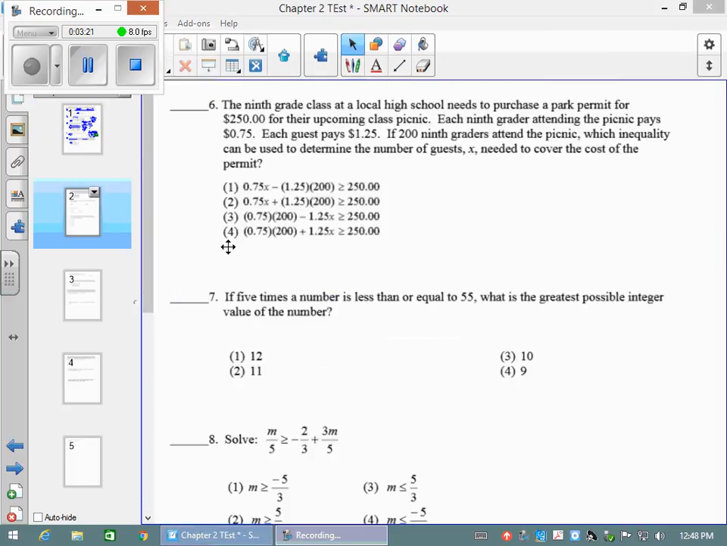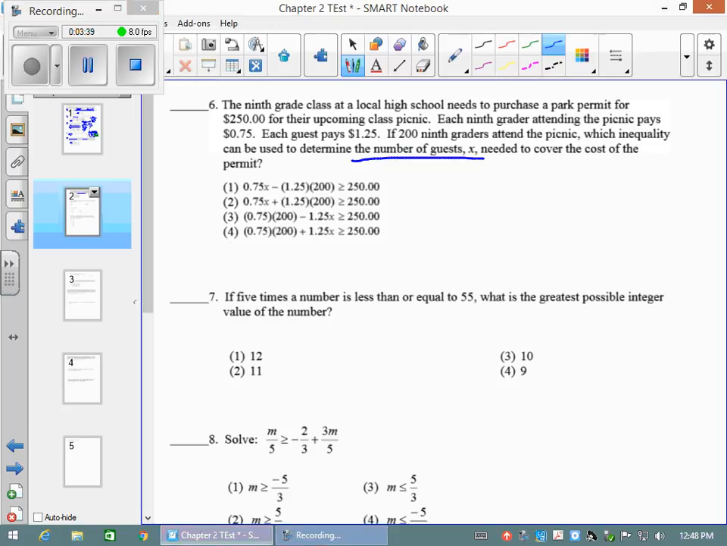Okay, so for number 6, there's a couple things we want to look at in this question that are going to help us figure out the answer. This question is talking about a 9th grade class going to purchase a park permit for an upcoming picnic. The first thing I see here is that we're letting x be the number of guests needing to cover the cost of the permit. It also tells me that every 9th grader attending is paying 75 cents, while the guests are paying $1.25. Because the guests are being represented by x, I know that I have to multiply $1.25 times x.